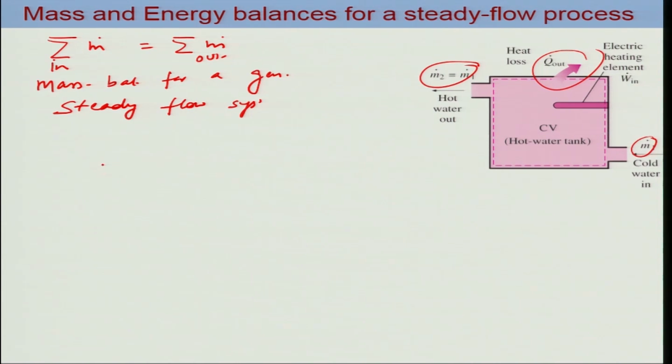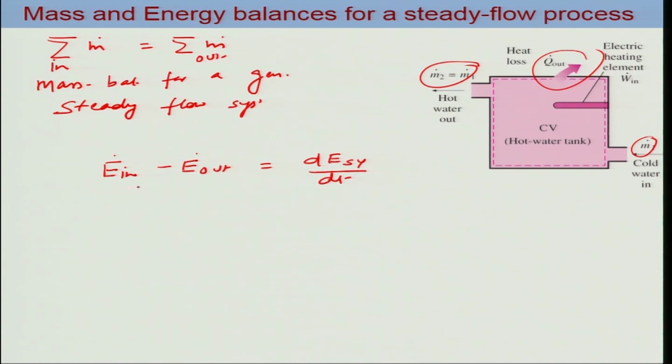So we can write a generic first energy balance. The energy balance we will start with is the basic definition, that E in minus E out should be equal to the rate of change in the E system.